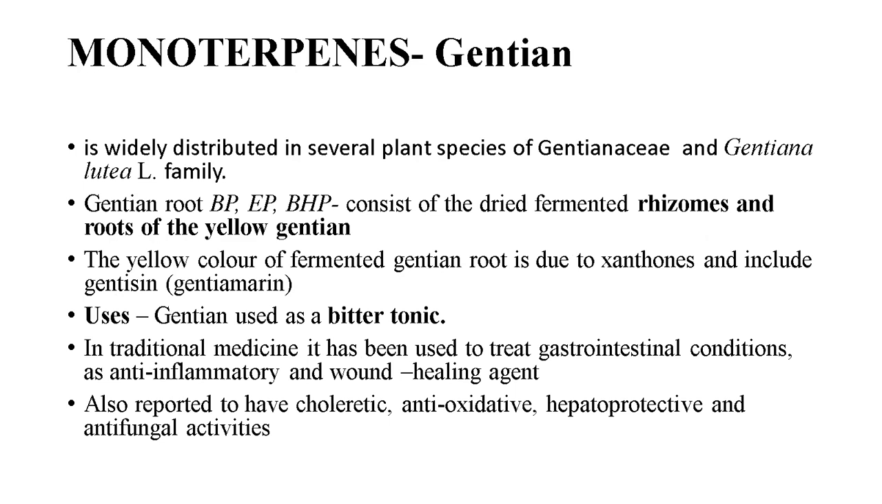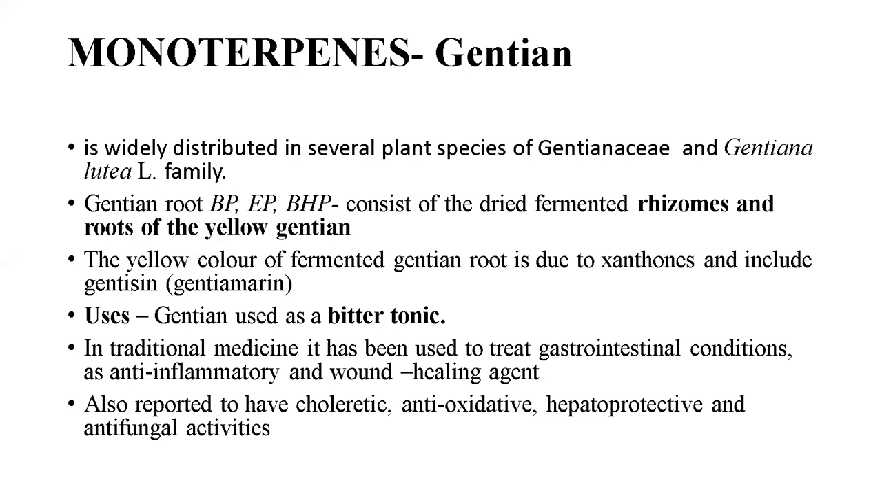gentian. So this group is known as gentian root in the BP, and it consists of, now this is the important part, it consists of dried fermented rhizomes and roots of the yellow gentian. The yellow color of the fermented gentian root is due to xanthones and includes gentisin. So the uses, most of these monoterpenes are bitter tonic. So you'll find they are mostly used to treat GIT conditions.